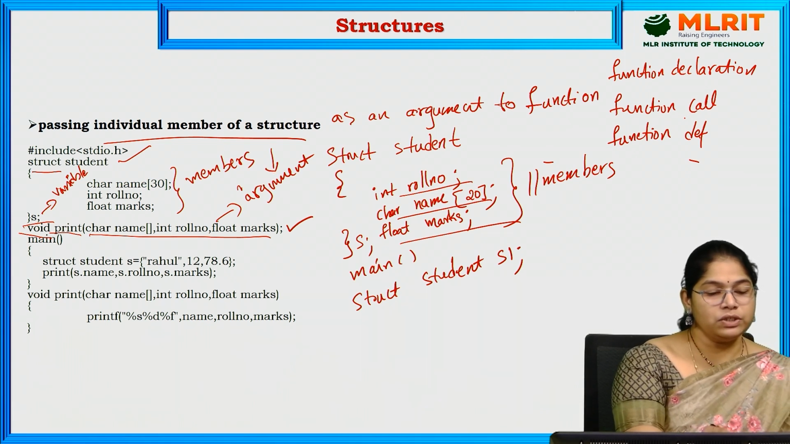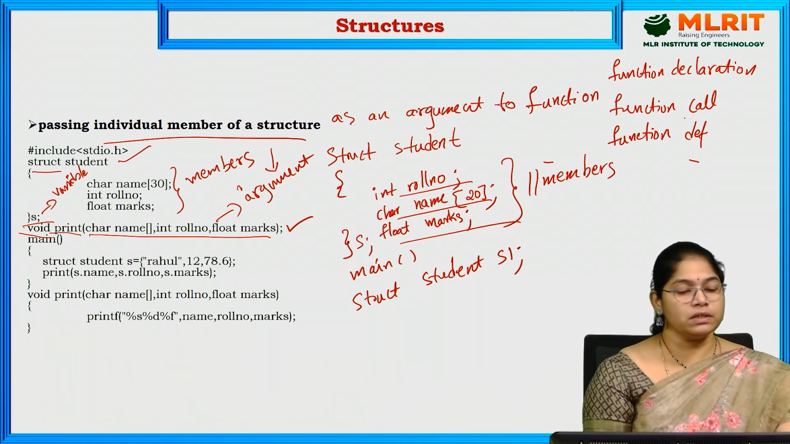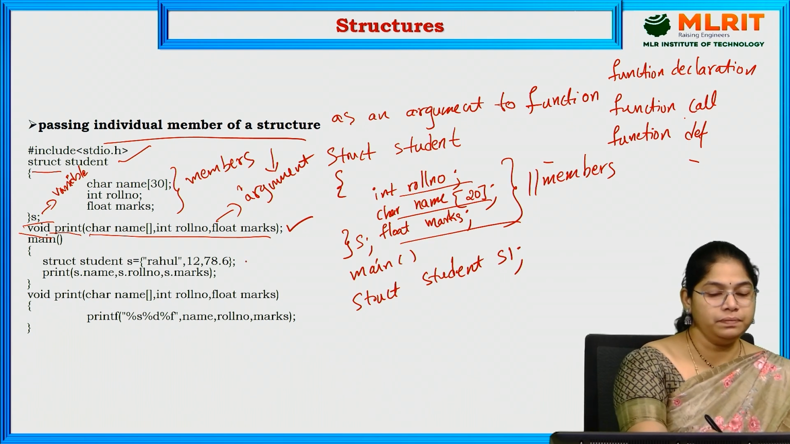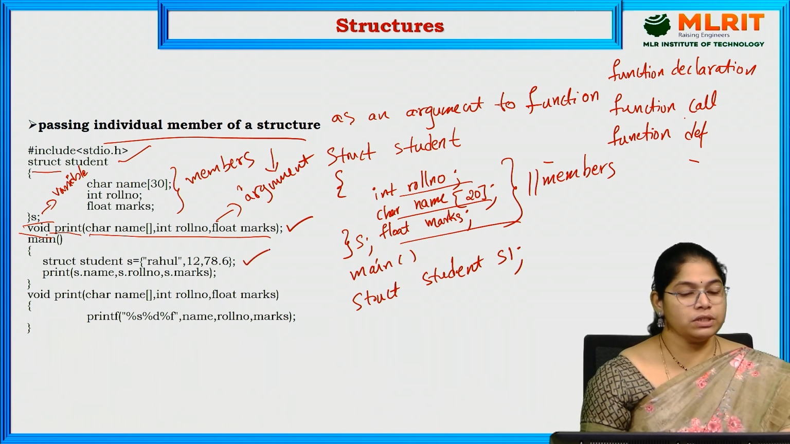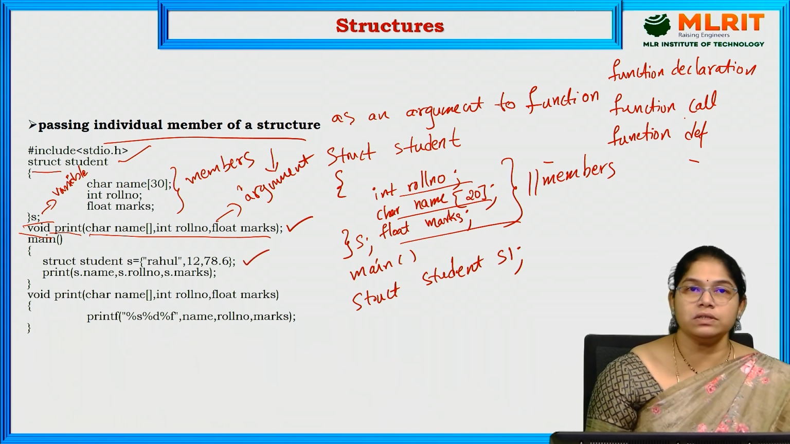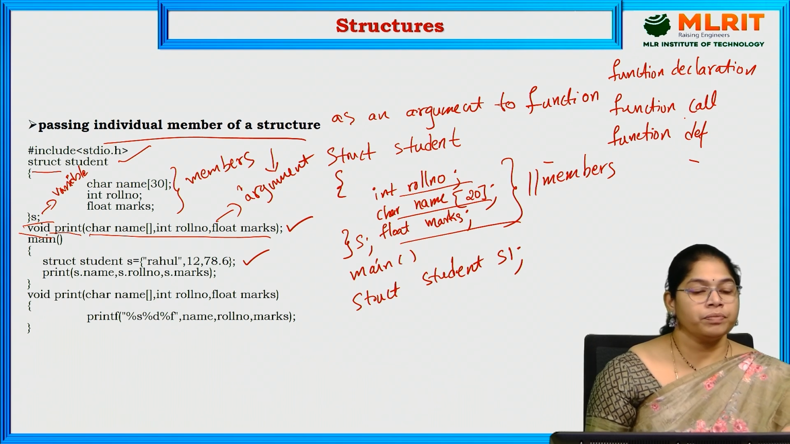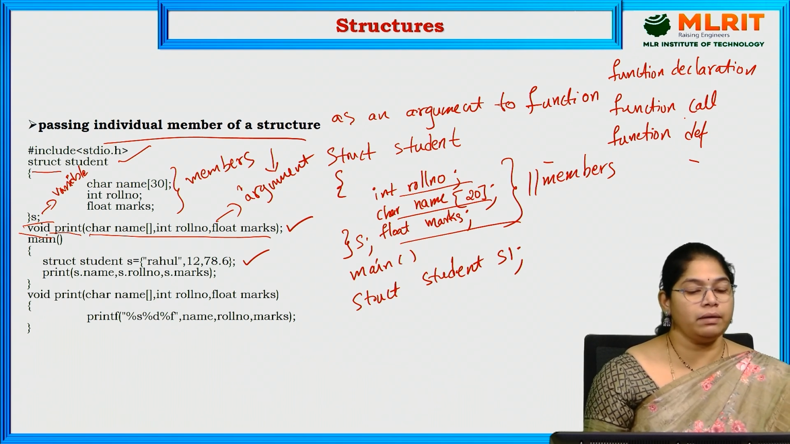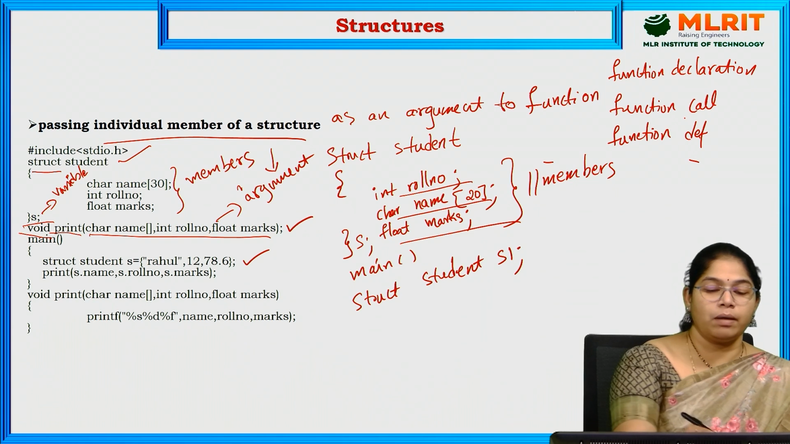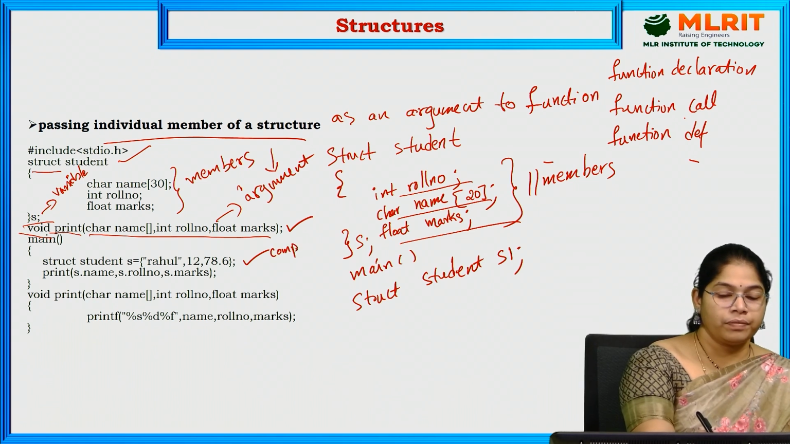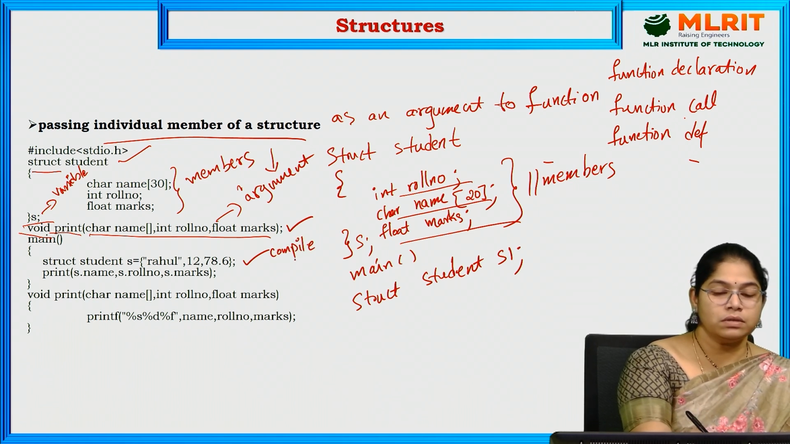Then struct student, where s is the structure variable. Now this variable can access the members of the structure. Those are name, roll number, and marks. So here I consider it as a compile time initialization. I provided the values here only, so this becomes a compile time initialization.